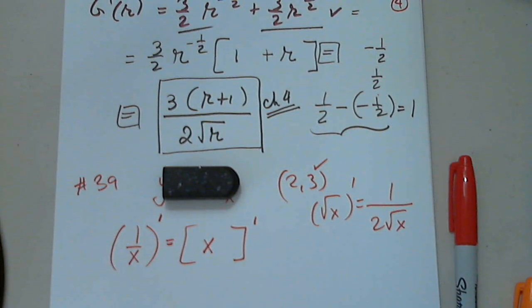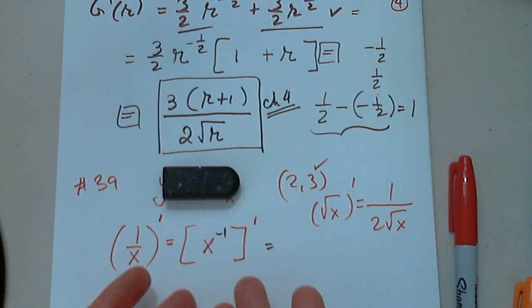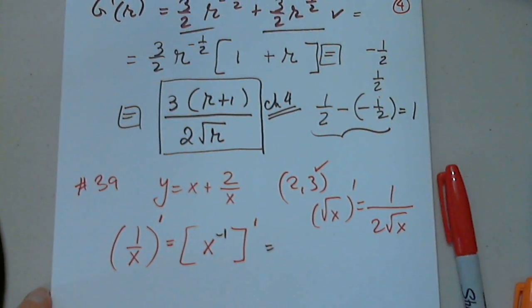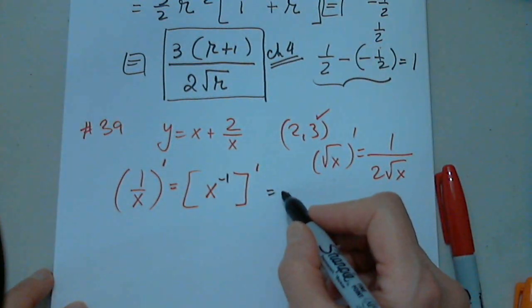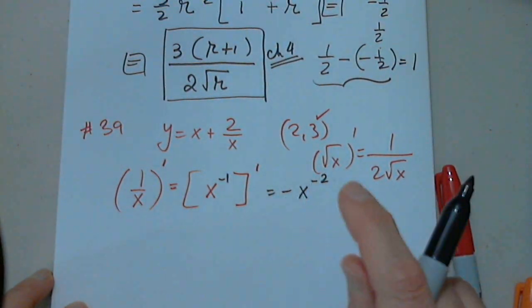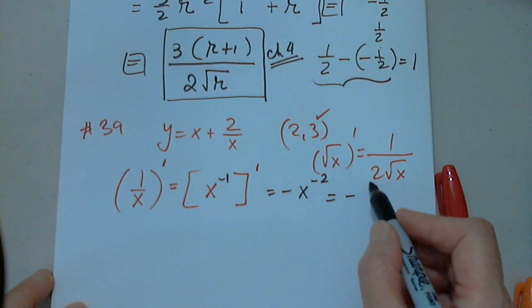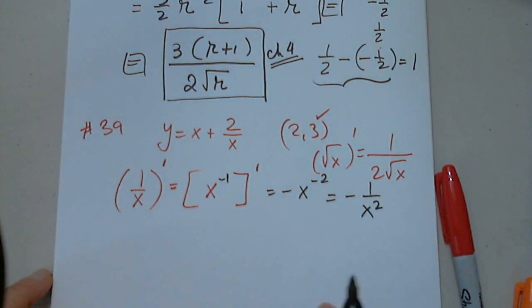X to the negative 1. Exactly. Awesome. Good. And now this is so much easier to differentiate. What will you say? Negative x to the negative 2. Yes. So negative x to the negative 2. And now we want to go back to this form as negative 1 over x squared.